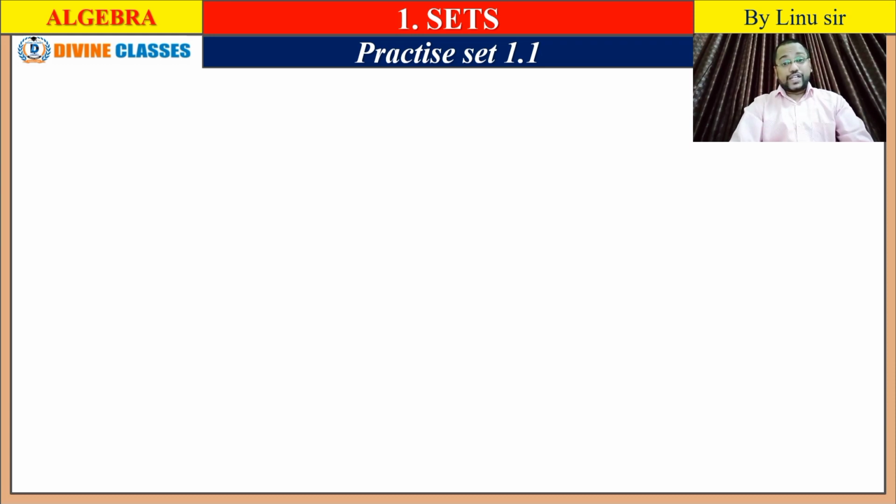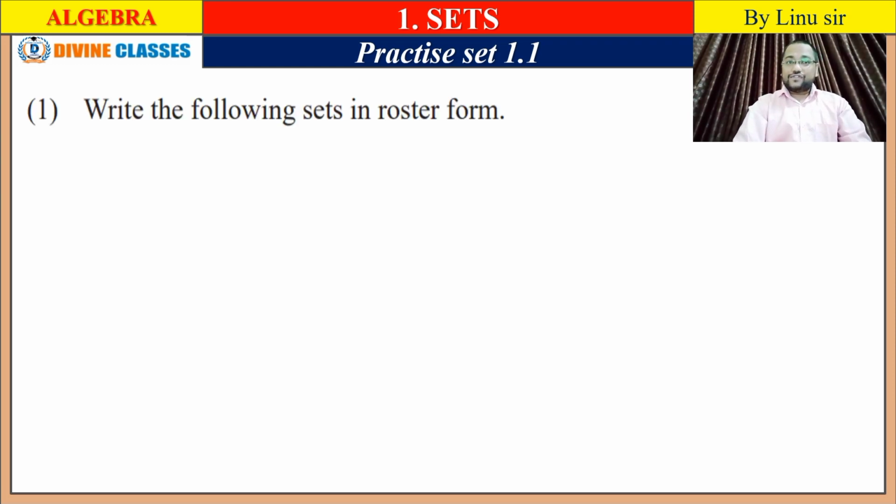In the last video we had learned the methods of writing sets, that is the listing or roster method, and the second method is the rule method or set builder form, right? So in practice set 1.1, the first question is: write the following sets in roster form. That means in listing form we have to write. In the last video we had already seen that listing method means we have to list every element, right?